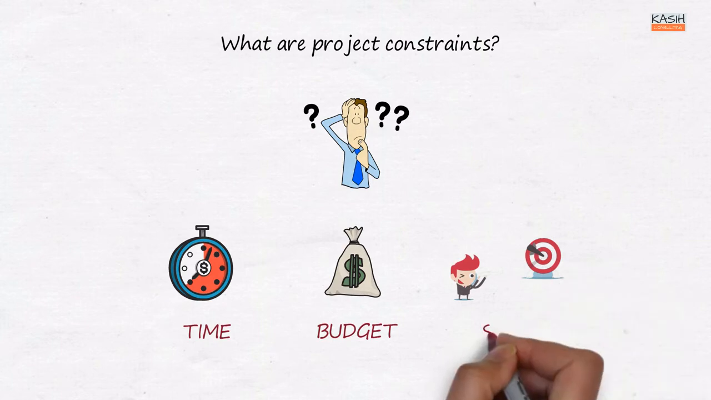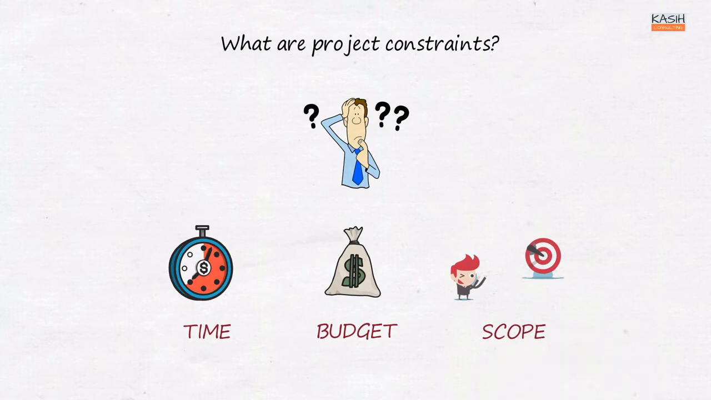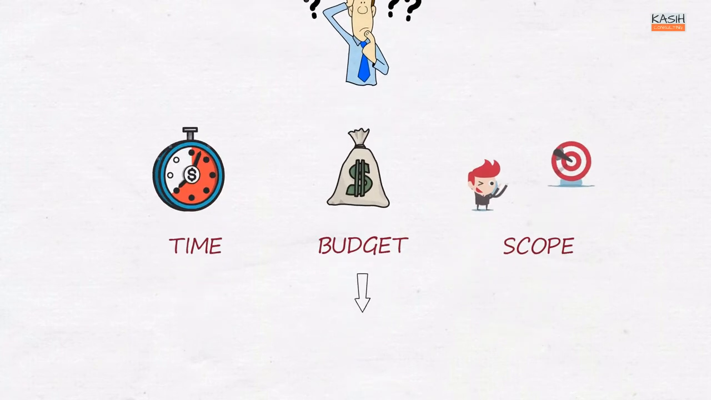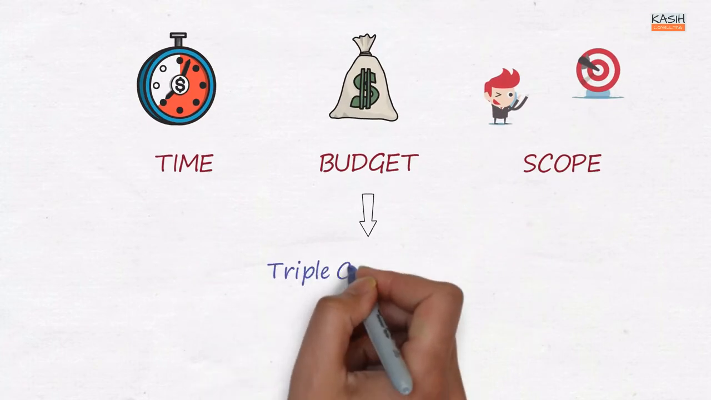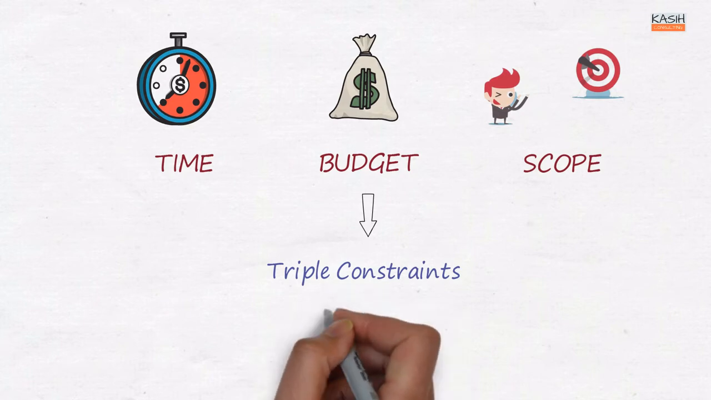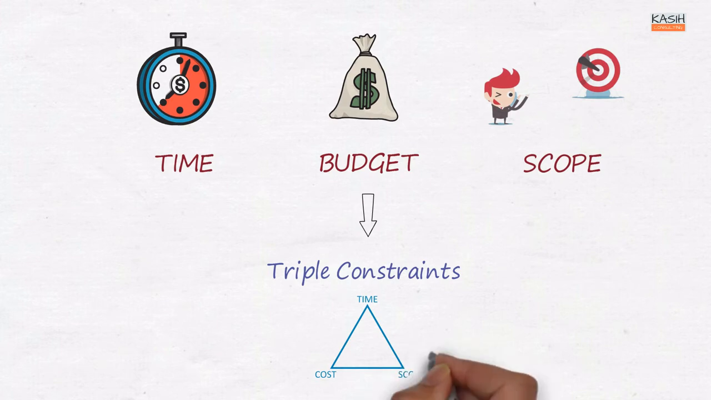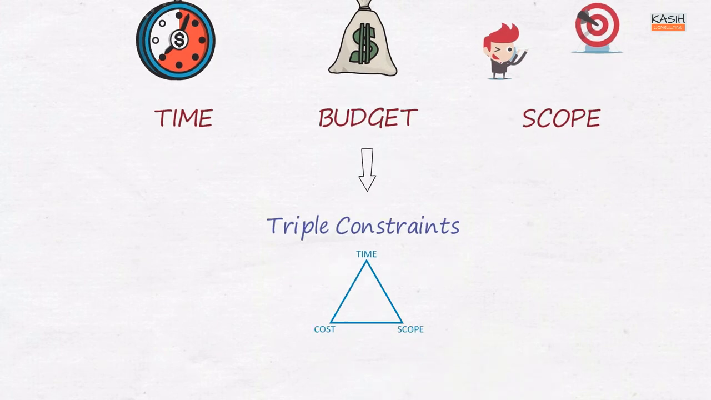Scope. What exactly the expected outcome? Example of scope constraint. Your client keeps on changing the agreed project scope in the middle of the project. The client action not managed will result in disastrous project outcome. Budget, time, and scope are also known as triple constraints.